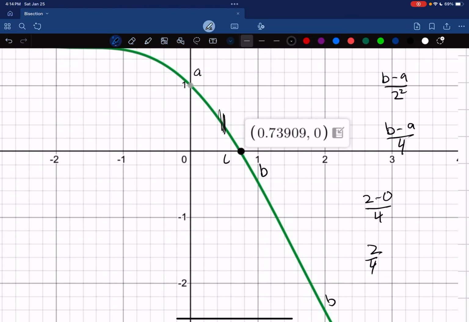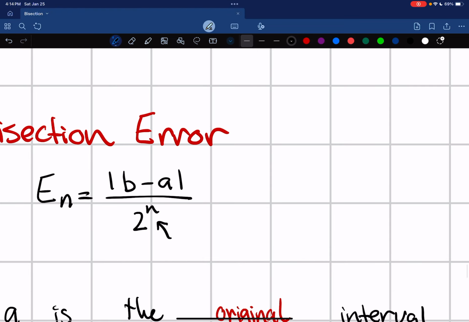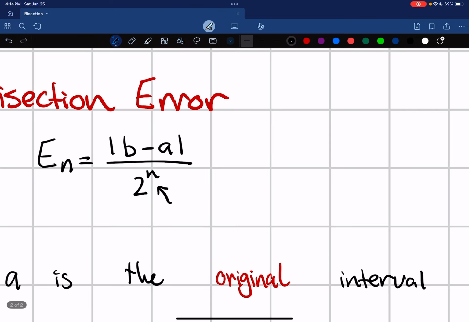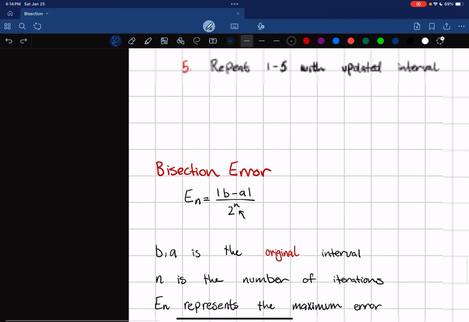Now, one way you could do this to get rid of that n, you could say, okay, what if I calculate my error instead of using the original A and B, I will use my current iteration's A and B.